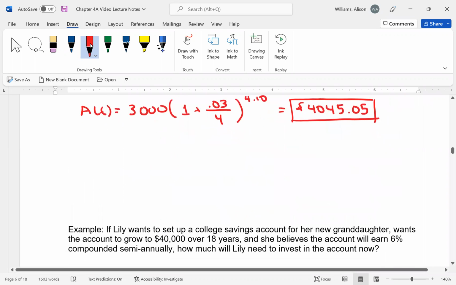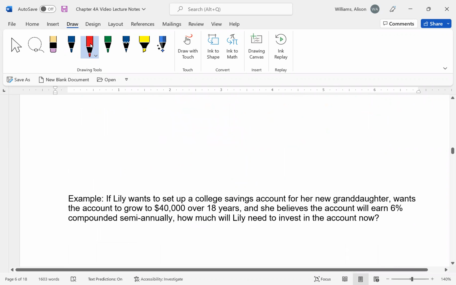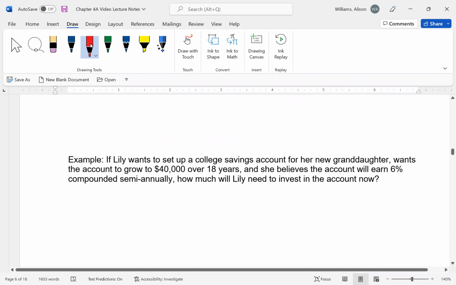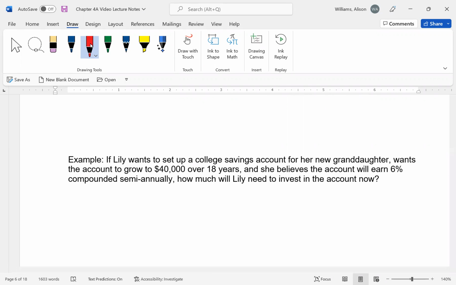Okay, well, there are other ways to work this out. So suppose you want to work backwards. In this case, they want to set up a college savings account for their granddaughter, and they want the account to grow to $40,000 over 18 years. She found an account that will earn 6% compounded semi-annually. Semi-annually would be twice a year. How much would Lily need to invest in the account now?